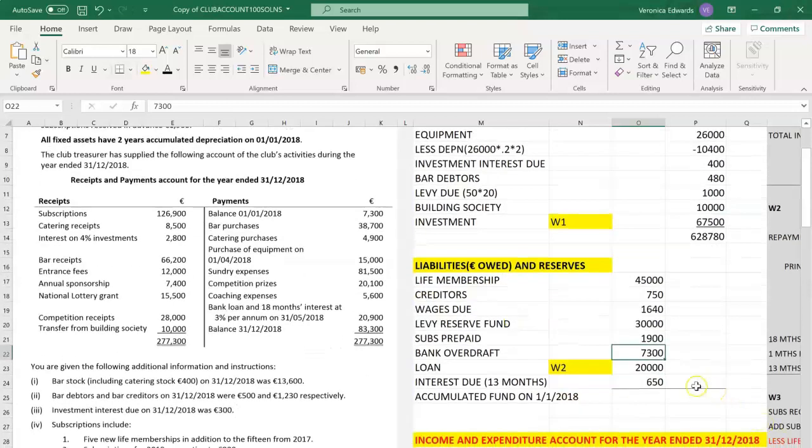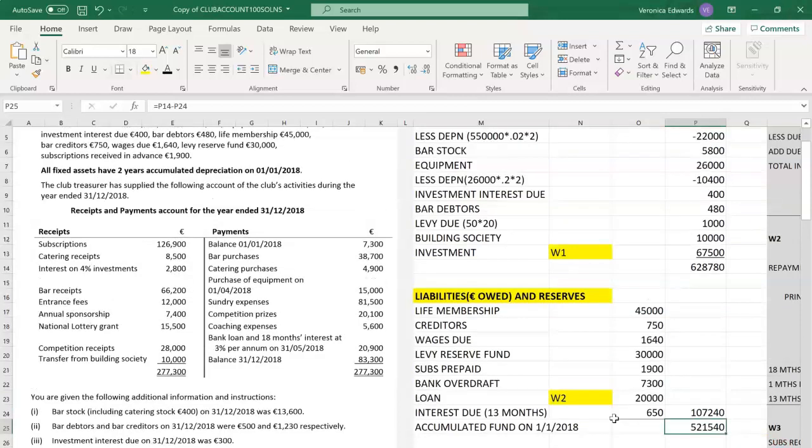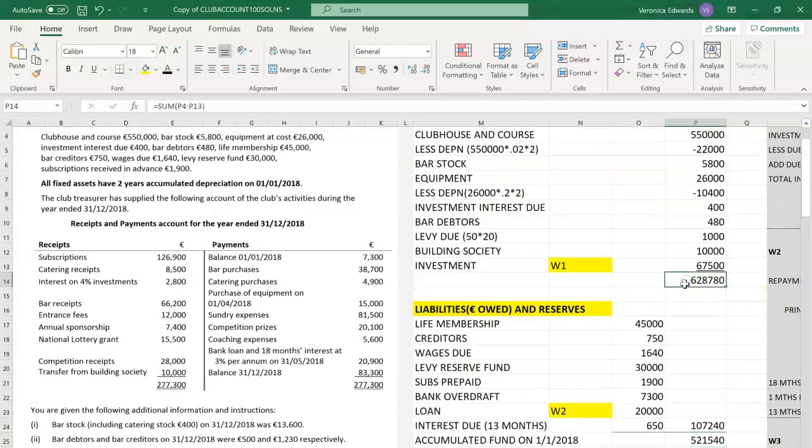Okay then. If you add your liabilities and reserves, you get 107,240. If you subtract those from your assets, you get your accumulated fund, which is 521,540. So what does accumulated fund actually mean? Well, if the club owns assets worth 628,780 on the 1st of January, the question is, where did it get the money from to own all those assets? And that question is answered in this section here.